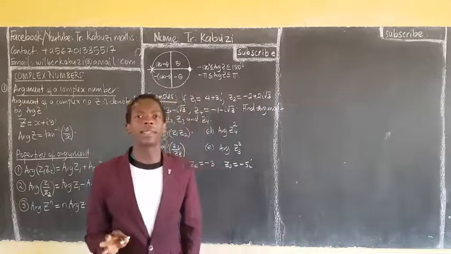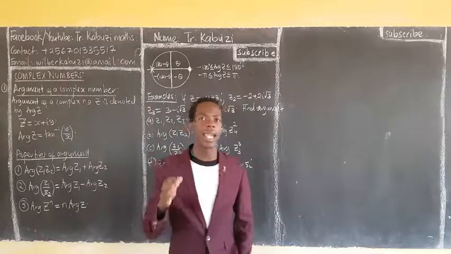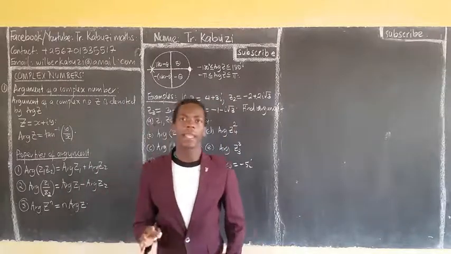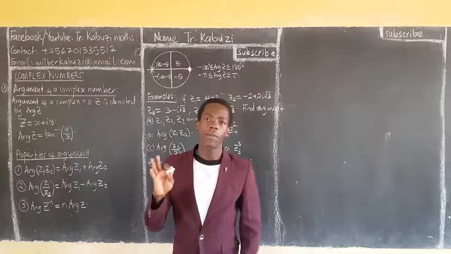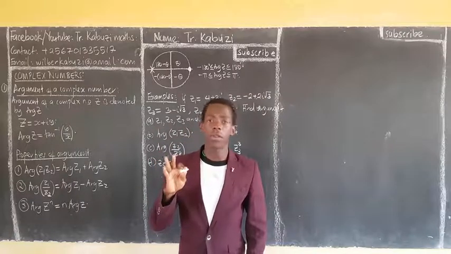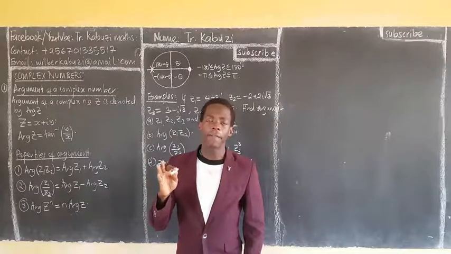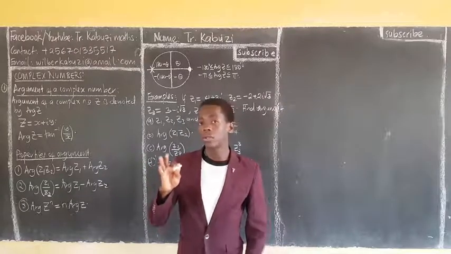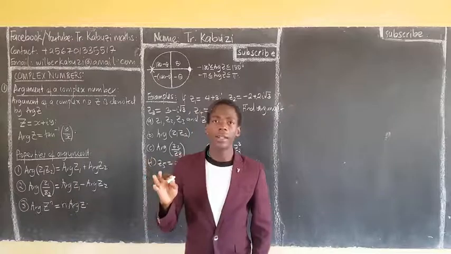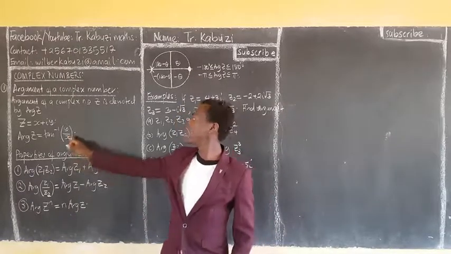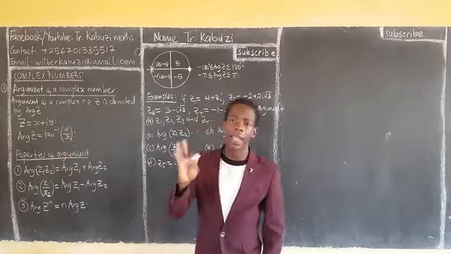Okay, so welcome members. In today's lesson, we are going to see how we get the argument of a complex number. The argument of a complex number will be based on the real part and the imaginary part. If we are given a complex number z equal to x plus iy, the argument of that complex number is given by tan inverse of y over x.